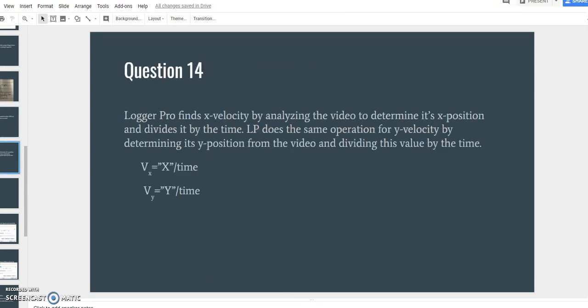Question 14. Explain how Logger Pro finds x velocity and y velocity given x position and y position as a function of time. Logger Pro finds x velocity by analyzing the video to determine its x position and divides it by the time. And it does the same operation for determining y velocity: analyzes the video to determine its y position and then divides that value by the time. Expressed more clearly through this kind of equation.